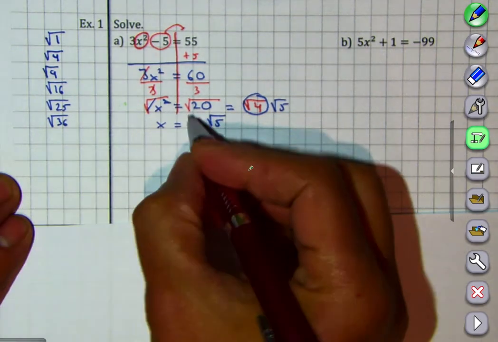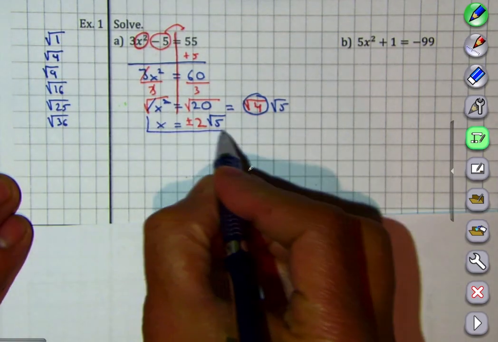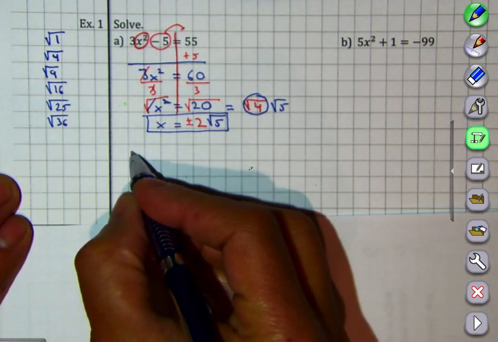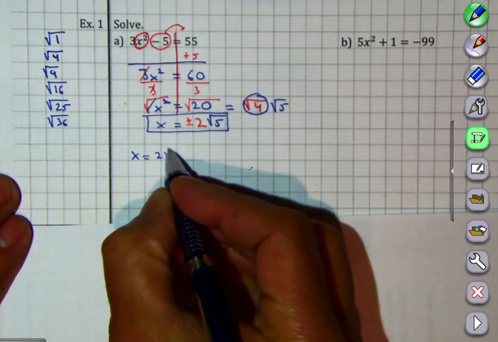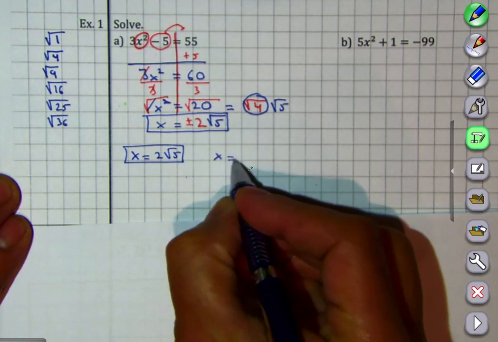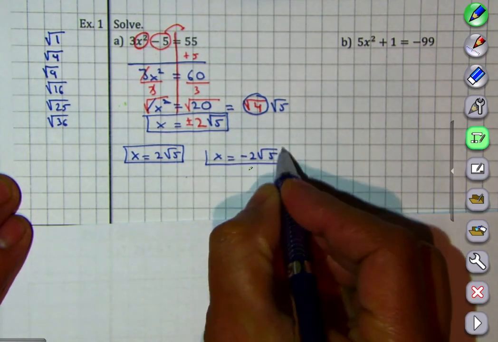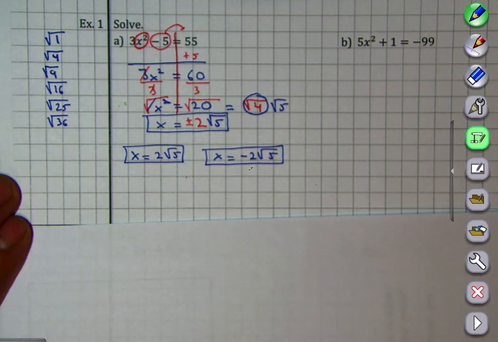And let's not forget your plus or minus. So therefore, you're going to end up with 2 answers. One of them will be x equals 2 square root of 5. And the other one will be x equals negative 2 square root of 5. One positive and one negative.